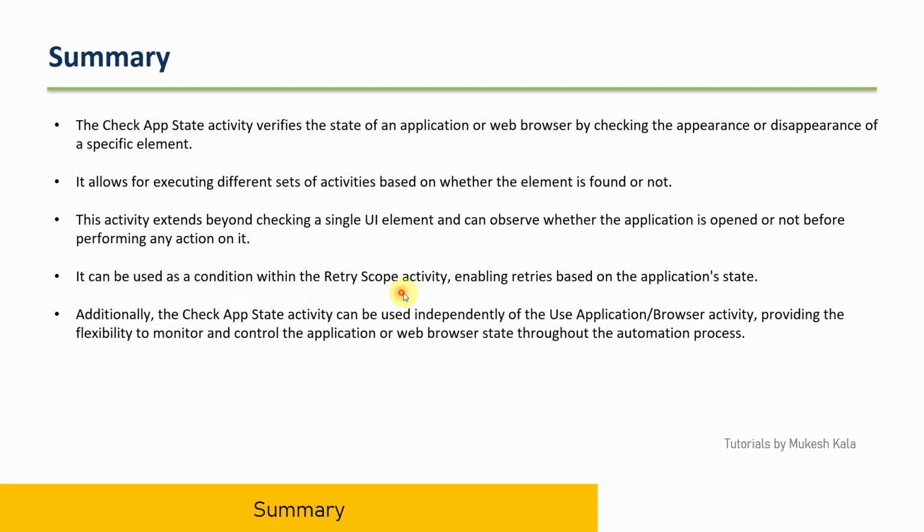It can be used as the condition inside the retry scope, right? We have also checked that the check app state activity can be used independently of the use application/browser, providing you the flexibility to monitor and control the application or the web browser. I did the same thing with the help of notepad. I would request you guys to try it with the web browser yourself, right? Just a quick request, whenever you are watching this video, please do practice this, see all the properties, and read through the activities, and then your concept would be very much clear.